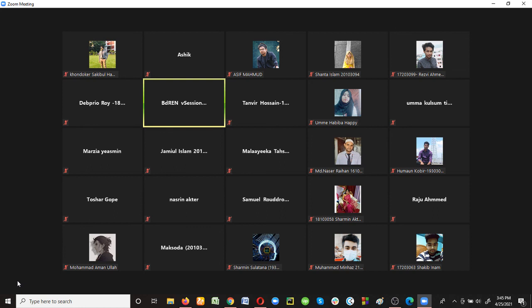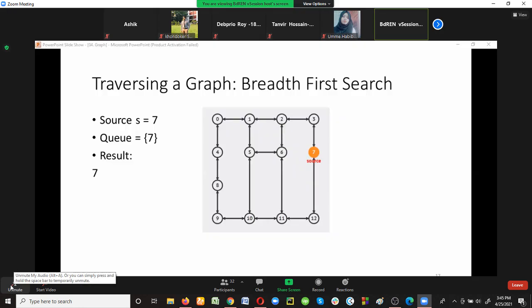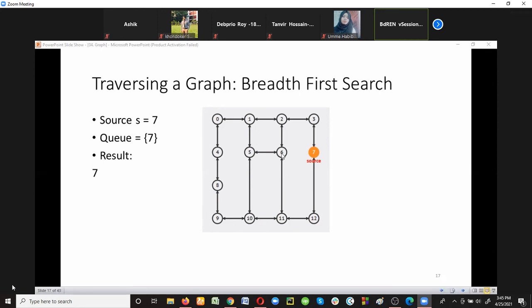We applied those techniques for undirected graphs, right? We applied the breadth first search or BFS technique and DFS for undirected graphs. But look, this is a directed graph. In BFS we used a queue, and in DFS we use a stack. So can we apply the BFS technique on this directed graph?